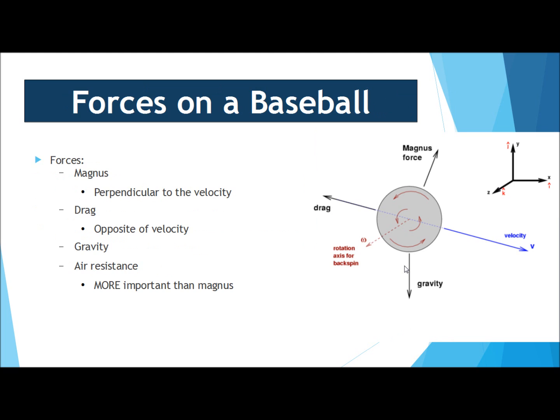One of the last things he talked about was forces on a baseball. The different forces on a baseball are the Magnus force, drag, gravity, and air resistance. I've never heard of the Magnus force before. It's perpendicular to the velocity. He said it's the force that allows a rotating ball to curve. And then you have the drag, which is opposite your velocity, slowing the ball down. You have gravity, which is bringing the ball towards the earth, and then your air resistance.